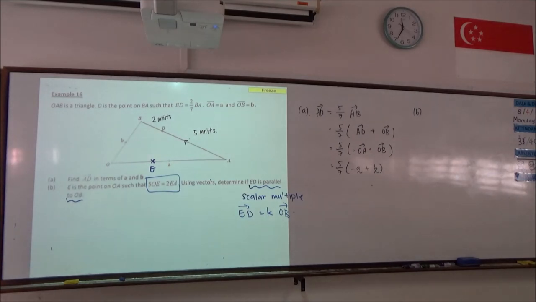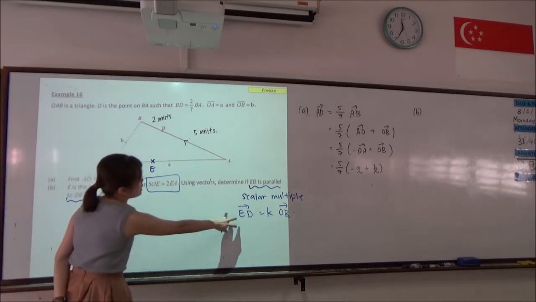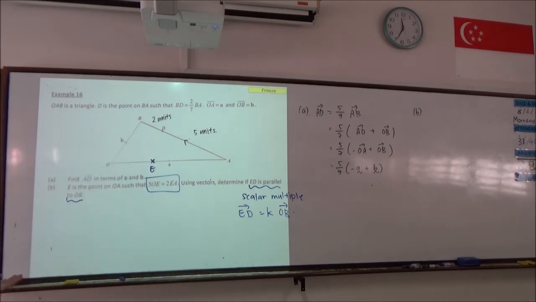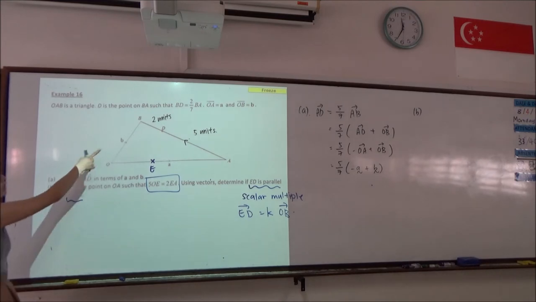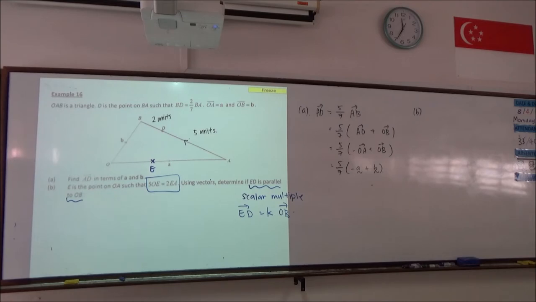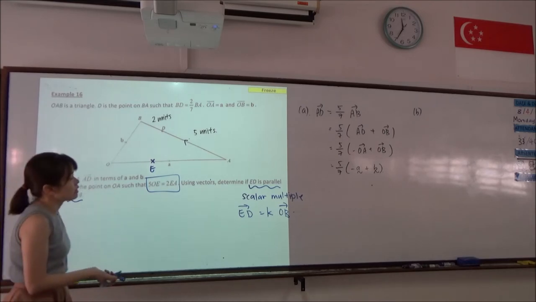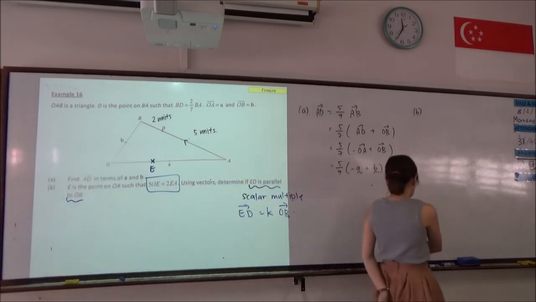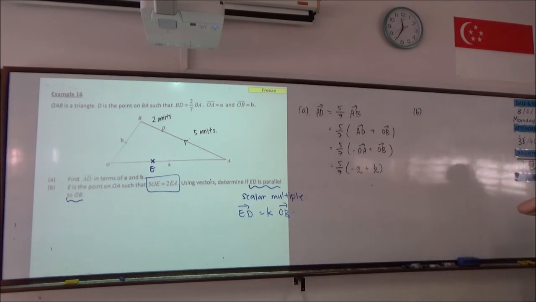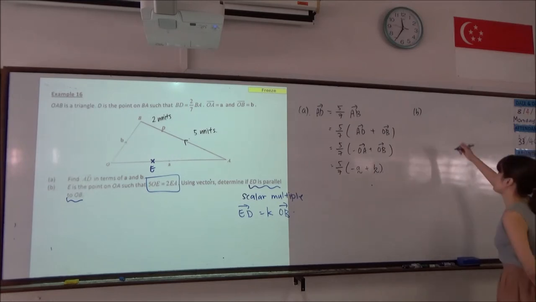Okay, so let's look at how we actually come to this relation first. OB, we have no problem because we know that it is actually B. The problem is how do we find out what ED is. Okay, so the question now is how to find ED. We have the relation 5OE equals 2EA. Could we unpack that first?